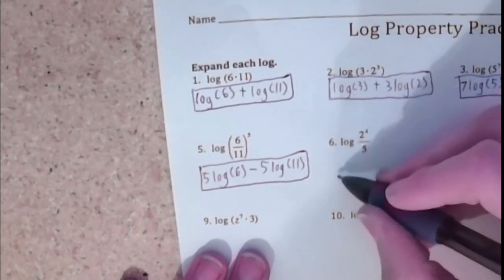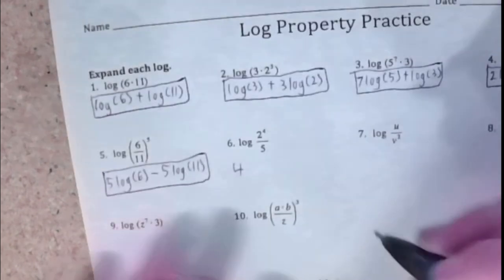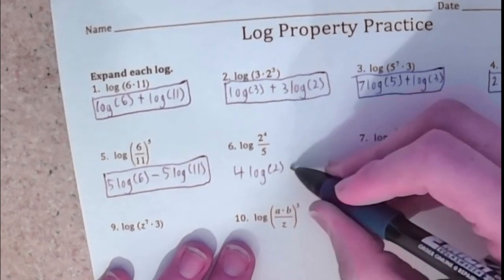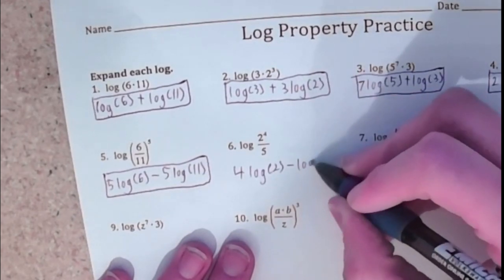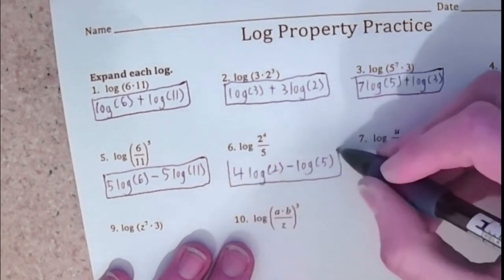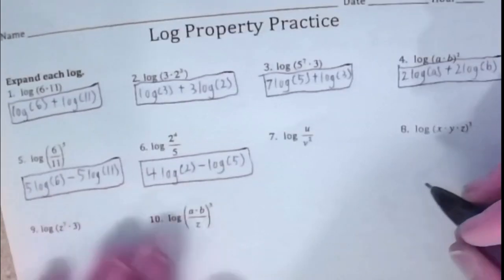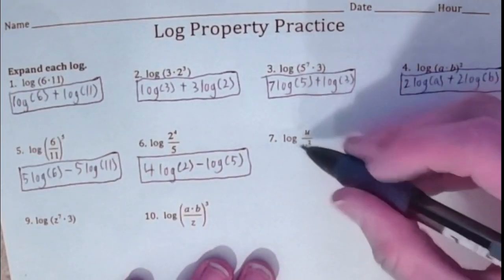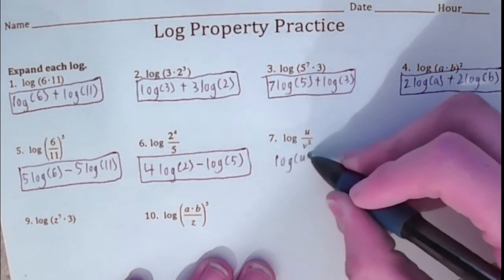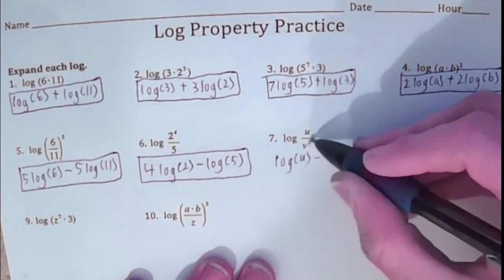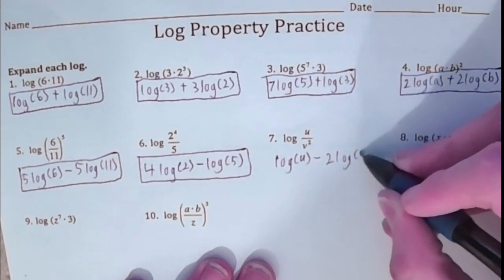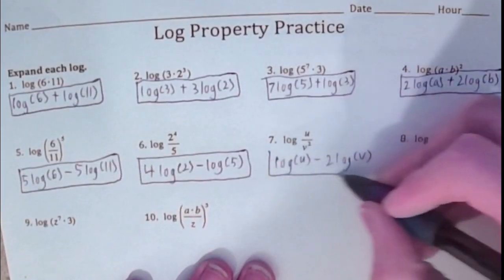Then we can do the same thing for this one with a 4 log 2 minus log 5. And we can do the same thing for this one. A log of u minus, since there's a power here, we can do 2 log of v. And that is our final answer.